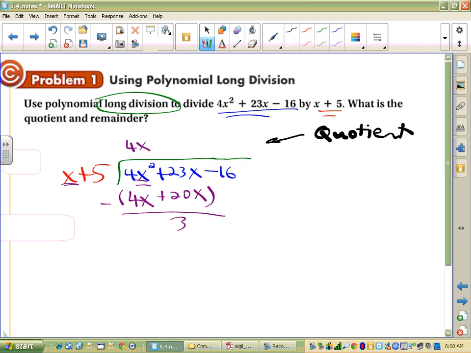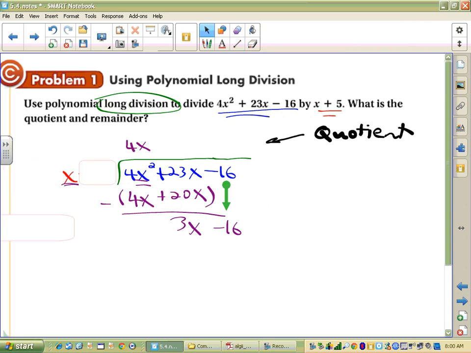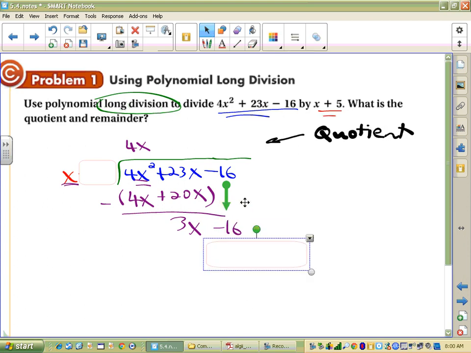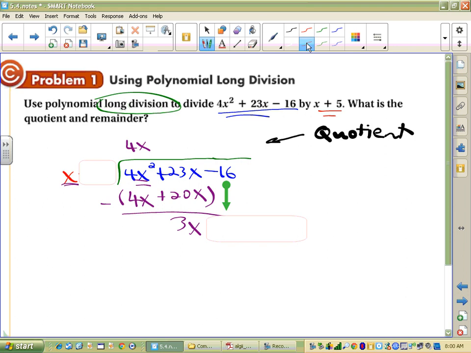Okay. And here I get 3x, and I have to bring down that negative 16. I don't know if you remember bringing down. So again, I'm going to disregard the plus 5. And again, I'm going to disregard that 16. And I want to know now, how many times will x go into 3x? How many times will x go into 3x? x goes into 3x positive 3 times.